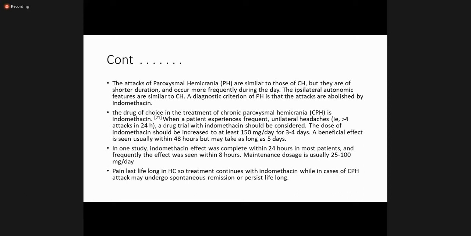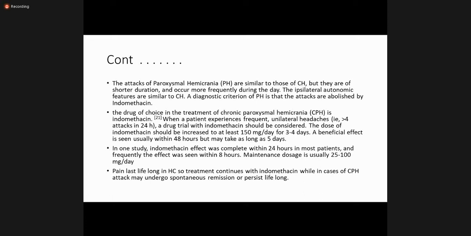but the diagnostic point of paroxysmal hemicrania is that the attacks are usually abolished by indomethacin. So this is the diagnostic point, that paroxysmal hemicrania responds well to indomethacin and cluster headaches do not. The drug of choice for chronic paroxysmal hemicrania is indomethacin, especially when the patient experiences frequent unilateral headaches of more than 4 attacks in 24 hours.